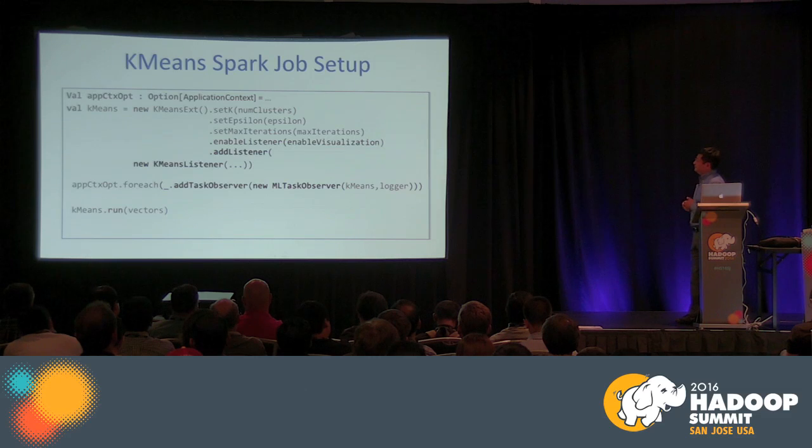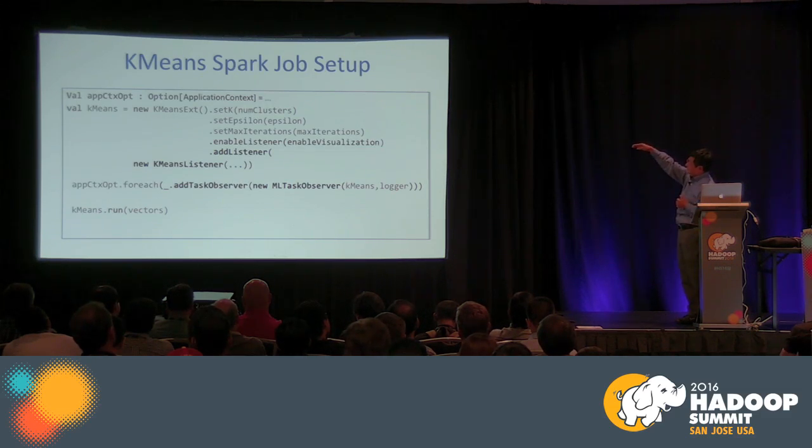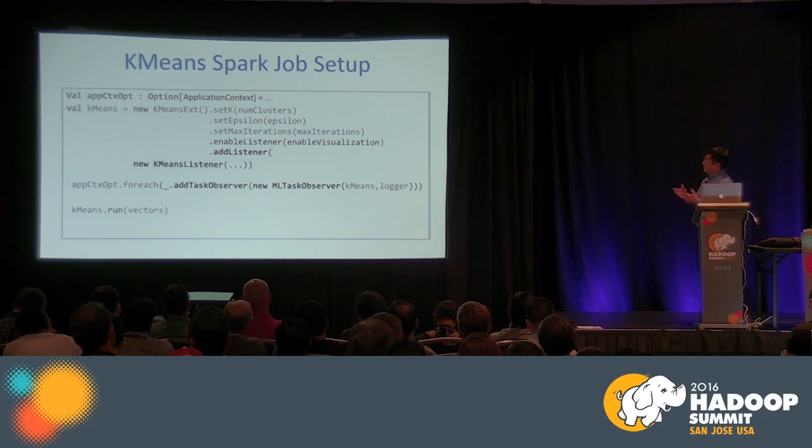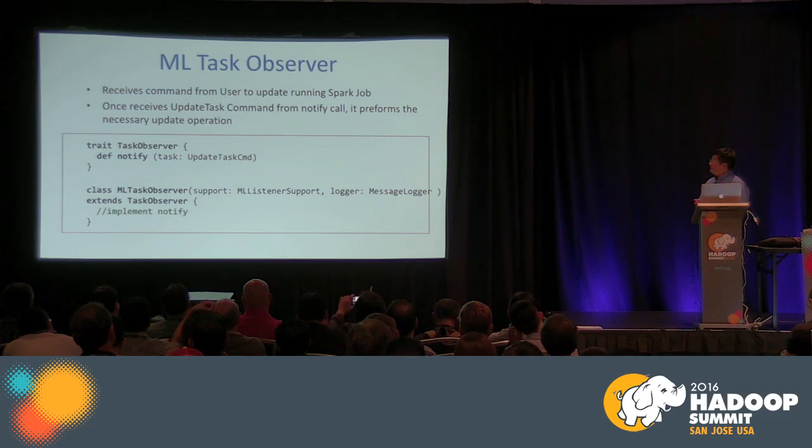The other part is we want to add the listener, which is defined. We say add listener for new k-means. On top of that, as I mentioned at the beginning, we also create this application context for every Spark job. In there, I add a task observer, which I'll explain in just a second. Once I construct this, you can just run as usual, and that triggers the rest of the program.